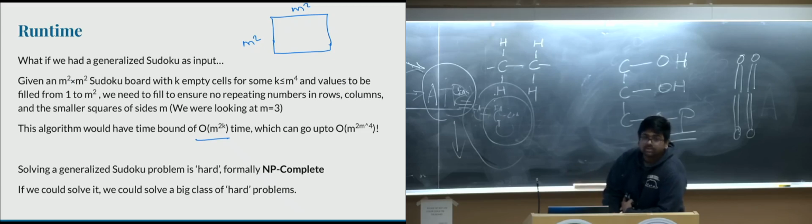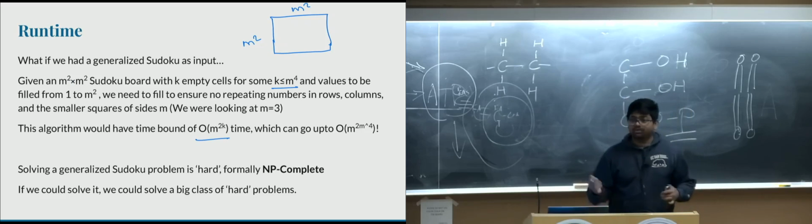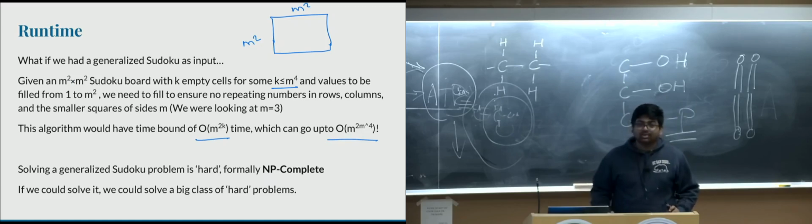Make sense? And the maximum possible value for k is m raised to 4, where everything is blank, that is m raised to 4 total cells. So it is bounded by this in the worst case scenario. That's not a factorial, it's an exclamation mark.